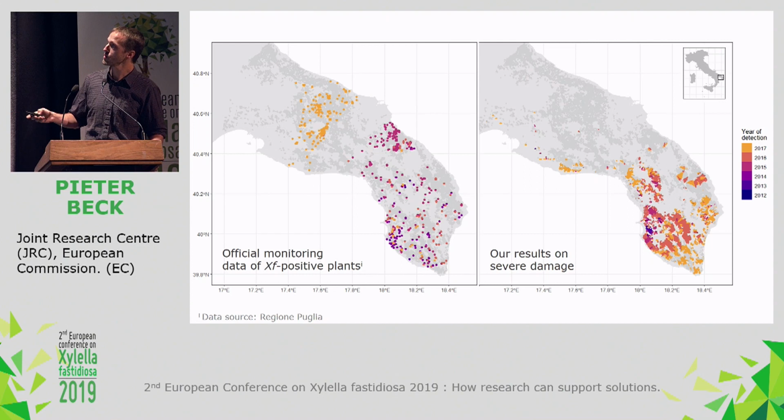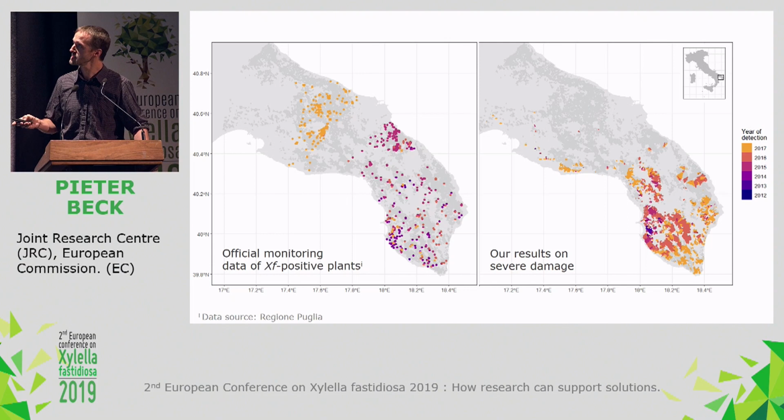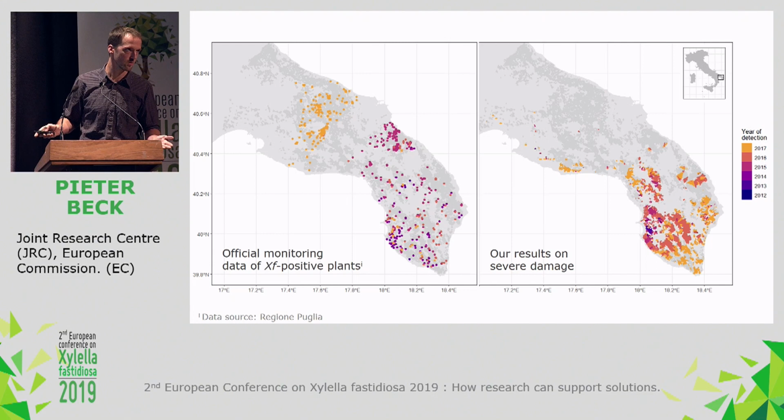The other thing to note in this comparison is that the colors here are darker than here. They're on the same color scale. What that means, darker colors, means that we have the positive infections detected a few years before we see the damage, which is also what we'd expect, of course. Damage, if it's Xylella caused, should lag the infection. So that's another corroboration of our results.